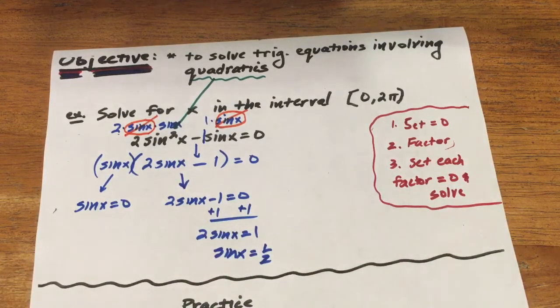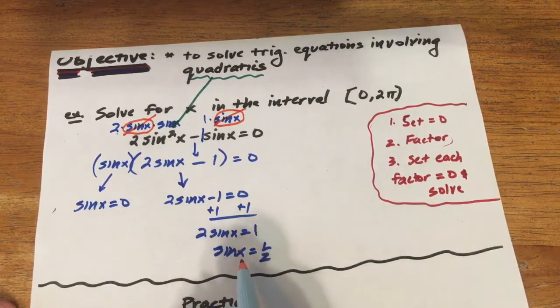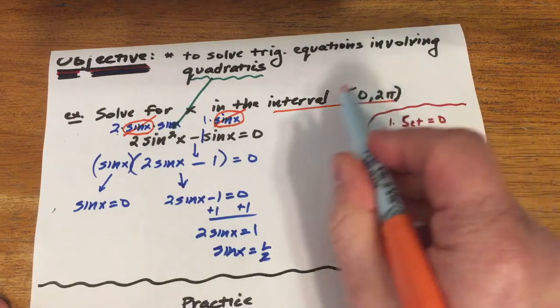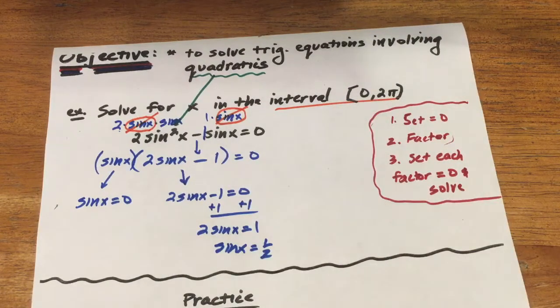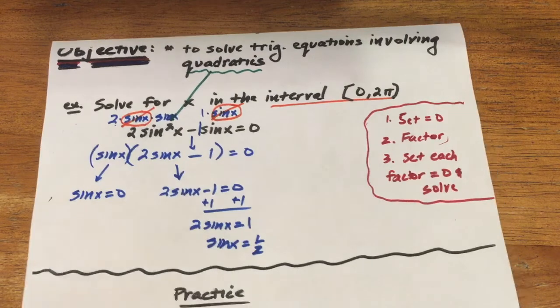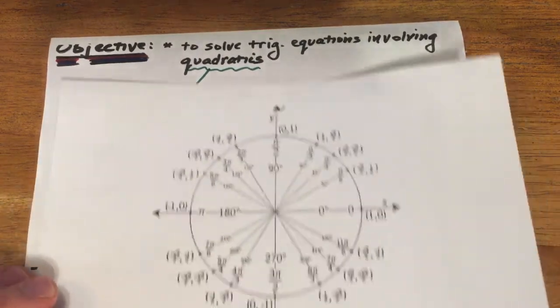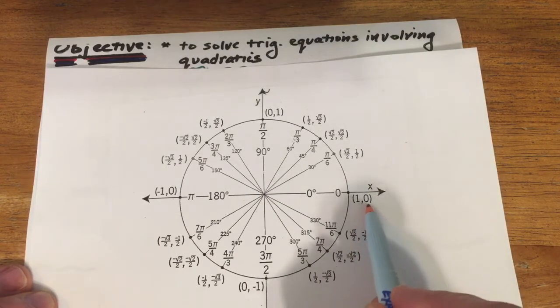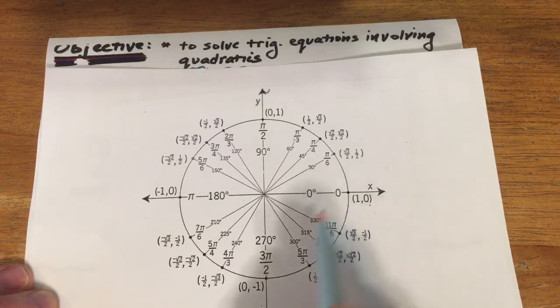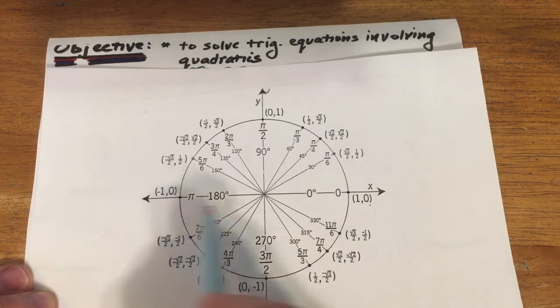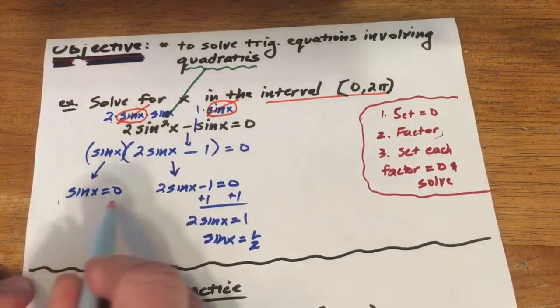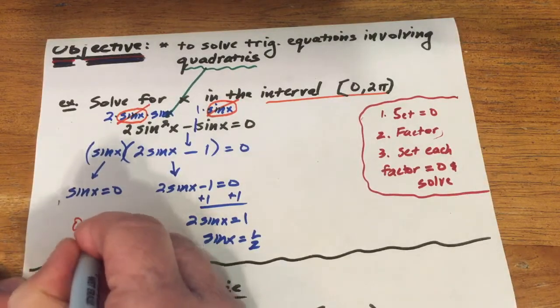Now, the final step in the problem is to figure out where on the unit circle sine x equals 0 and where it equals 1/2. Keep in mind, our domain here is from 0 to 2 pi. So that's just once around our unit circle. Where does sine x equal 0? Let's take a look on a unit circle down here. Sine x is equal to 0 where the second number is 0, and the second number is 0 here at 0 radians. It's also 0 here at pi radians. So 0 and pi would be our answers for this part. Let's write that in, 0 and pi.